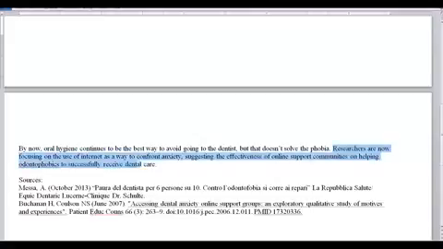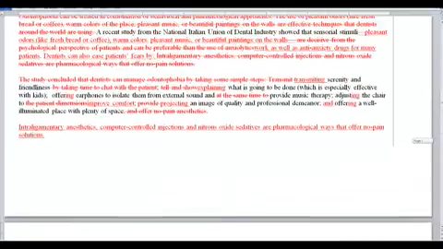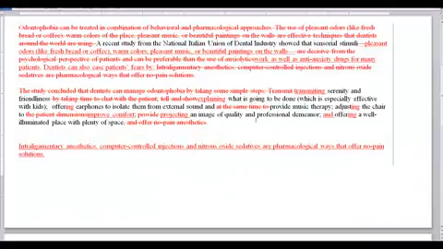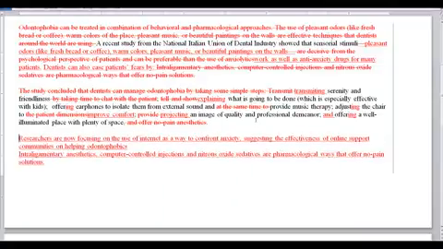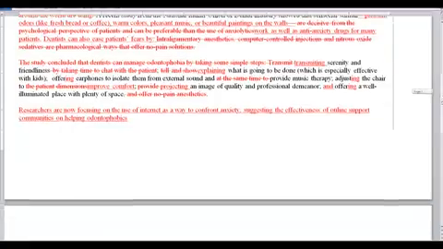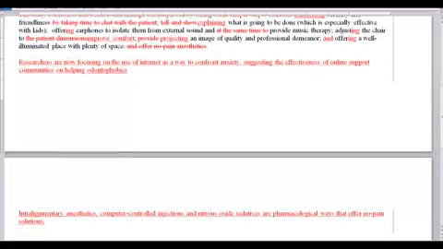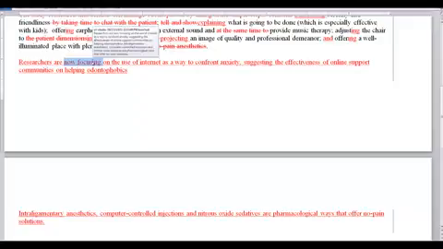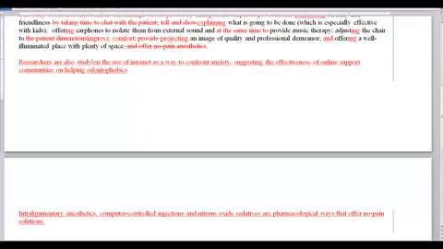So I'm actually going to move this whole idea up about the internet-based treatments. I'm going to delete it from the last paragraph and give it its own paragraph, following along this theme of low-cost, simple interventions. So researchers are also studying the use of internet-based treatments.